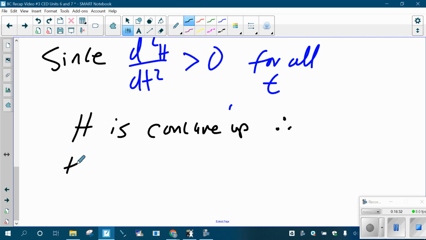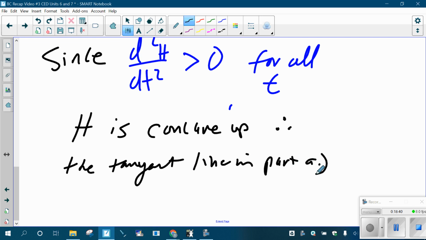Therefore, the tangent line in part A underestimates the temperature.